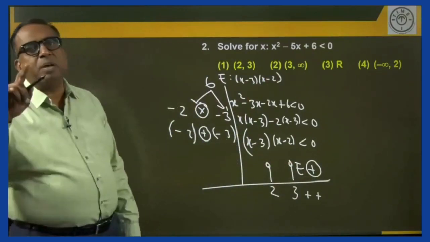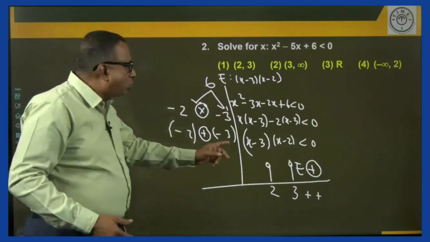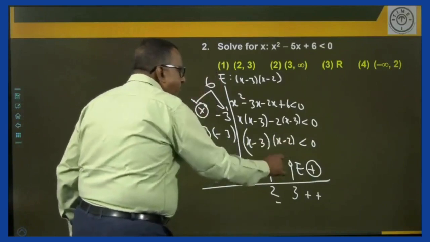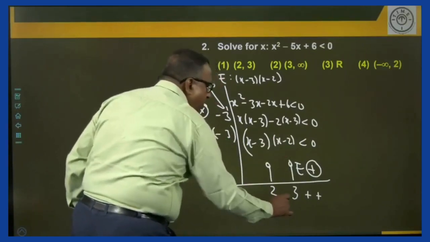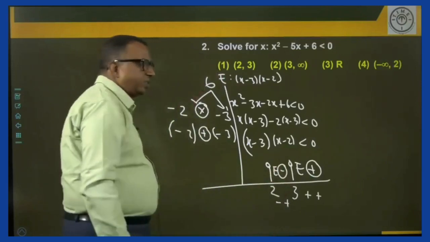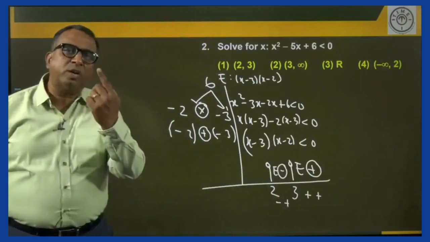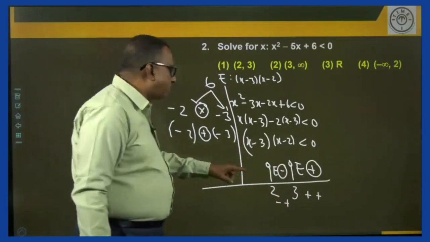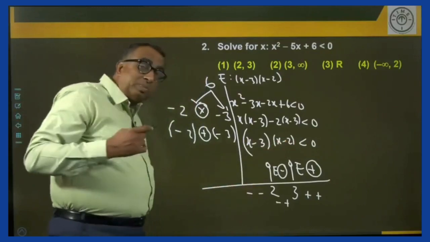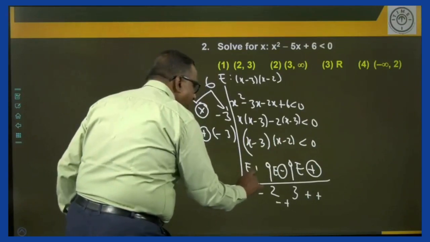Similarly, if you take a number x between 2 and 3, say for example 2.5, 2.5 minus 3 will be negative, 2.5 minus 2 will be positive. What is minus into plus? Minus. The expression is negative. Then, you take a number less than 2, say 1. 1 minus 3 is negative. 1 minus 2 is also negative. What is minus into minus? Plus. So here the expression is positive.